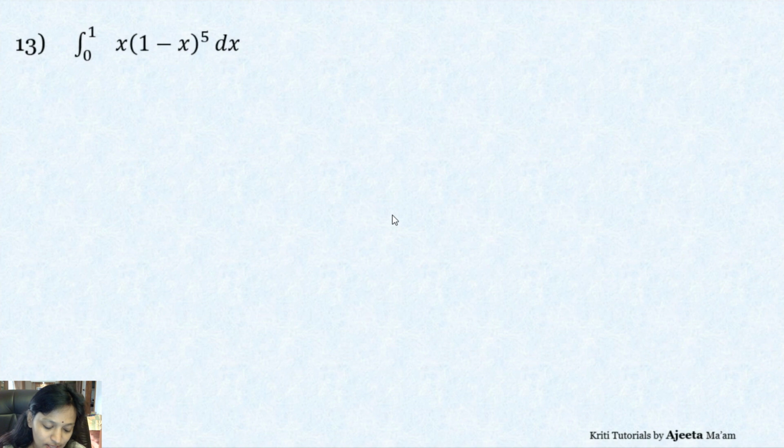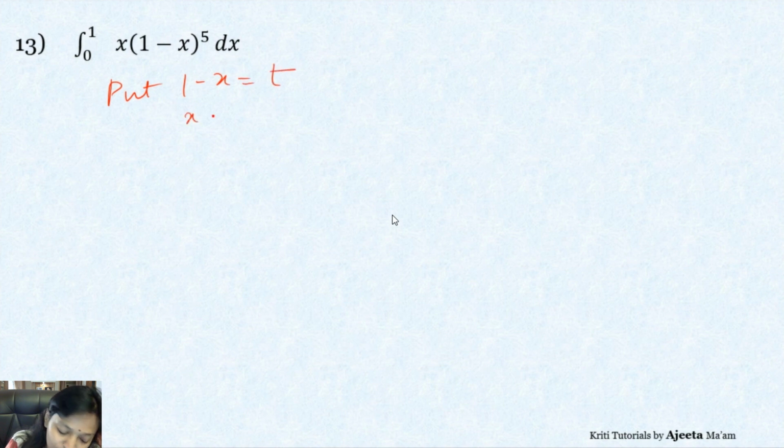Now let's move on to the next. Now x times 1 minus x raised to 5. So here we will put 1 minus x as t. Now what will be the value of x that we will get from here?